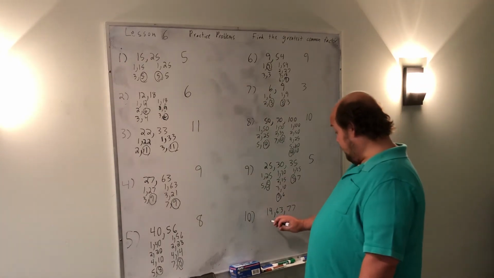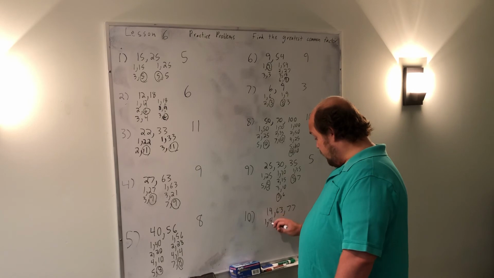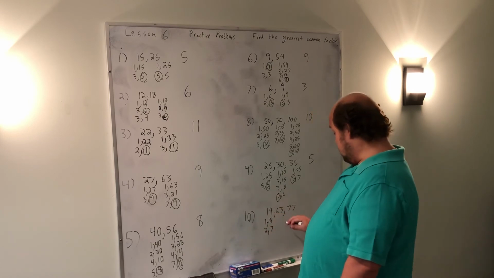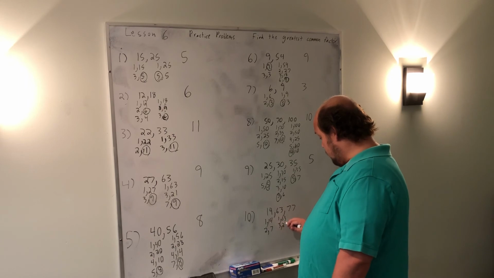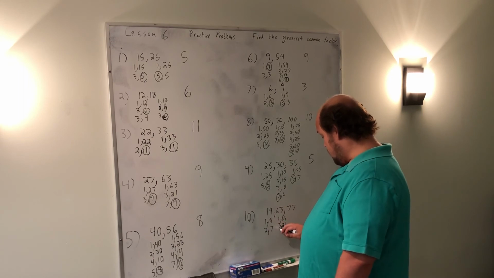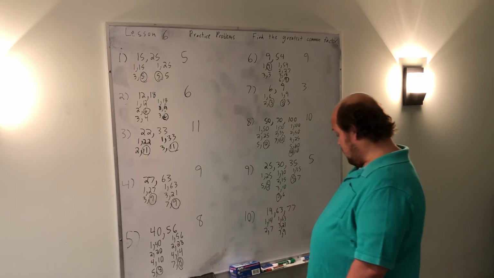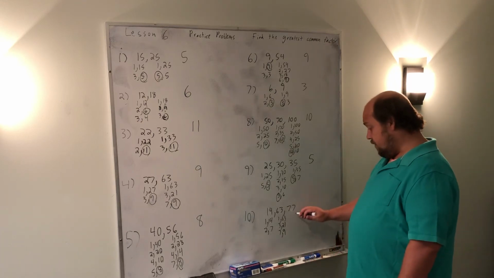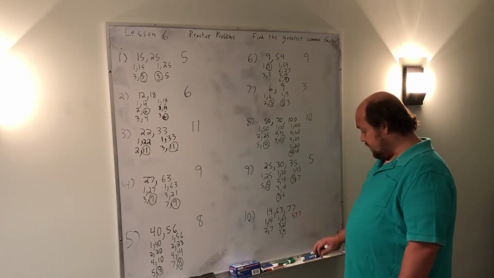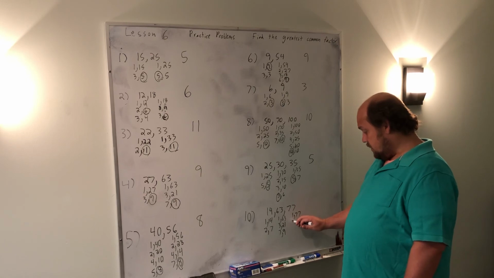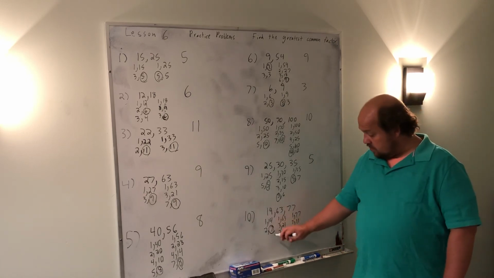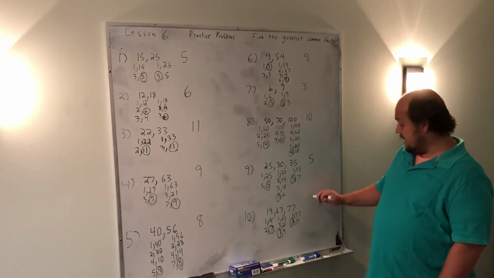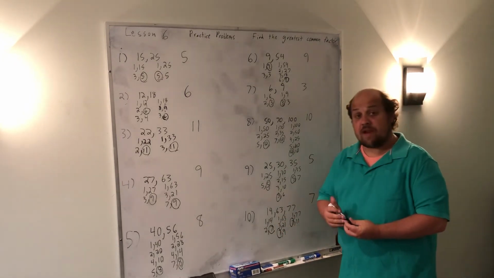For the final problem here, 14 breaks down into 1 and 14, 2 and 7. 63 breaks down into 1 and 63, 3 and 21, 7 and 9. 77 breaks down into 1 and 77, and 7 and 11. Again, I look for the biggest thing on all three lists. In this case, it's 7, which is my greatest common factor.